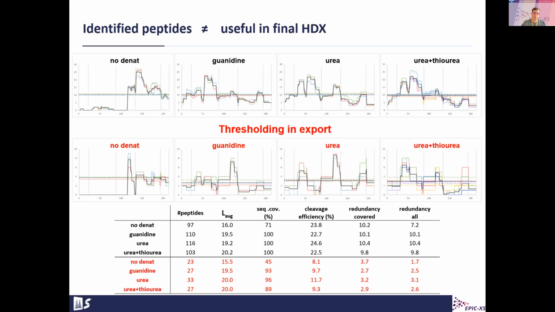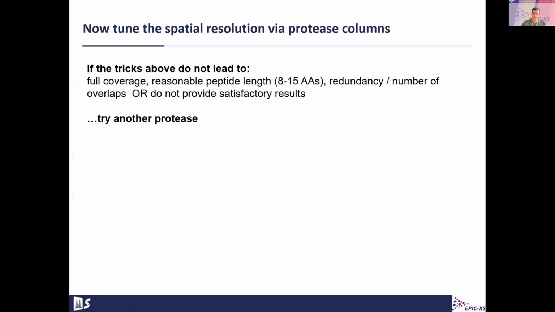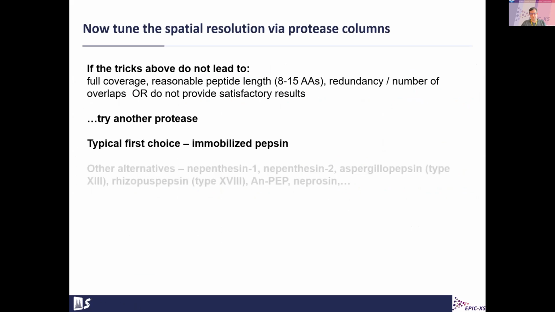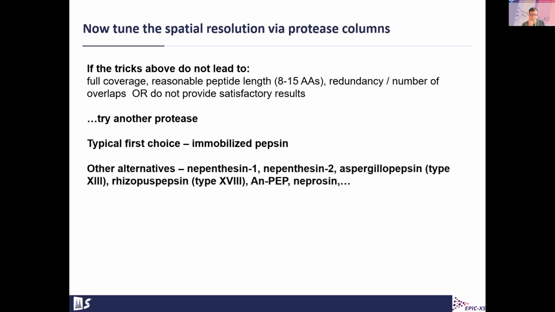So how can we now improve that further? What we can do is use other proteases, other protease columns, because all these data were just using pepsin, which is the golden standard and the first choice usually. Luckily, we now have other alternatives. We have either the proteases from the carnivorous plants, like the nepenthesins, or neprosin, or aspergillopepsin, rhizopus pepsin, or Albert Heck's group introduced ANPEP, which is more specific for alanines and prolines.